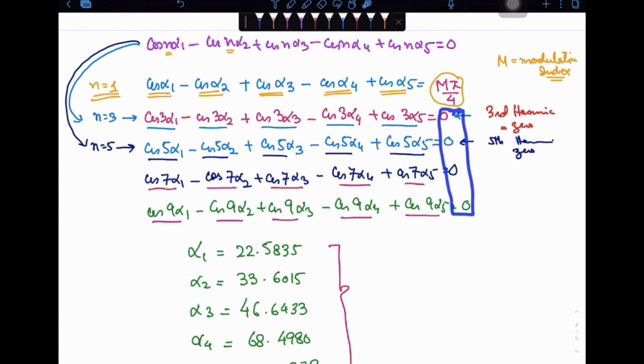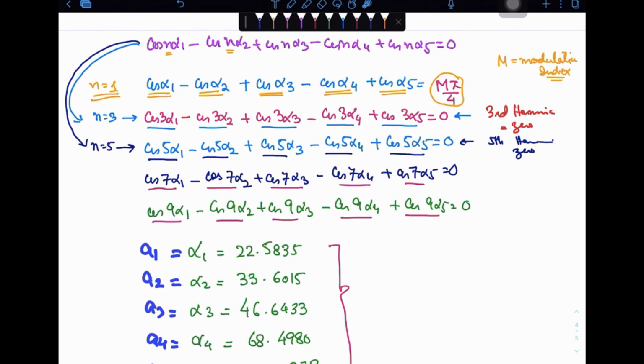And the magnitude of the fundamental will be the modulation index times pi by 4. Right? So basically, I am cancelling the third, fifth, seventh and ninth harmonics from the spectrum of our output voltage waveform across the load. Now we are going to set it equal to A1 in our simulation. This is our A2, this is A3, this is A4 and this one is A5.